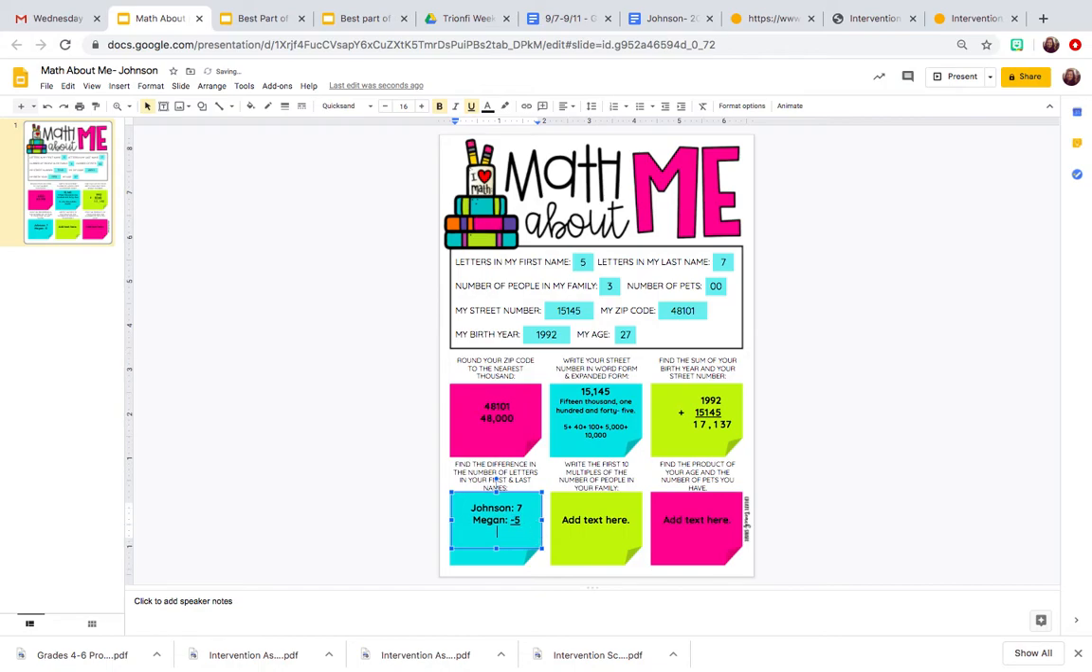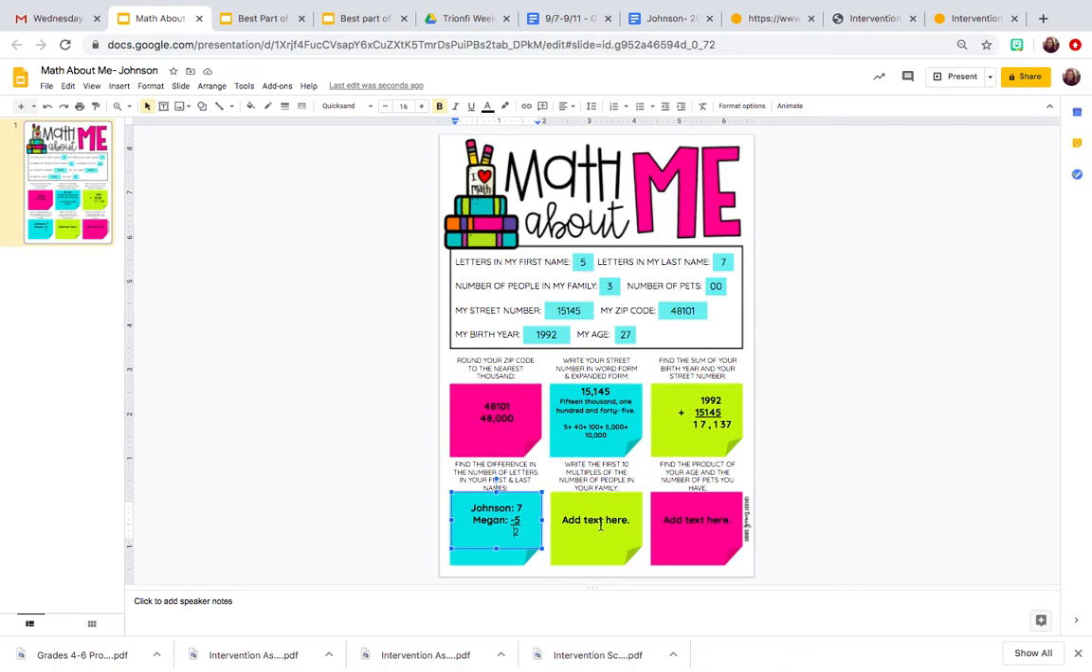So what I need to do here is subtract 5 from 7. 7 minus 5 will give me 7, 6, 5, 4, 3, 2. 7 minus 5 is 2. So the difference between my first name and my last name is 2 letters. Scoot this over. Okay, almost done here. Doing good.